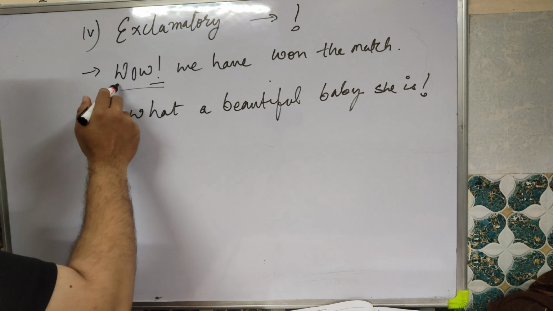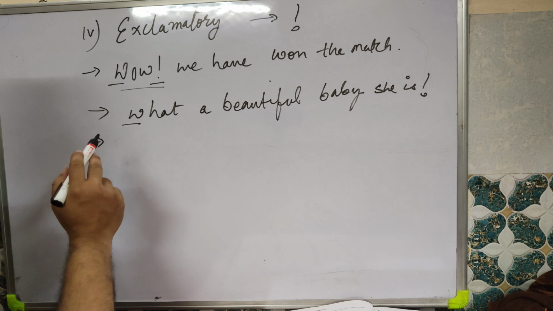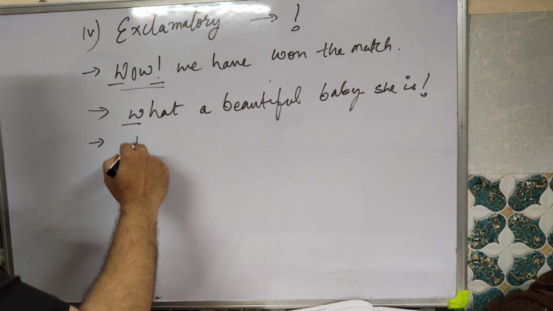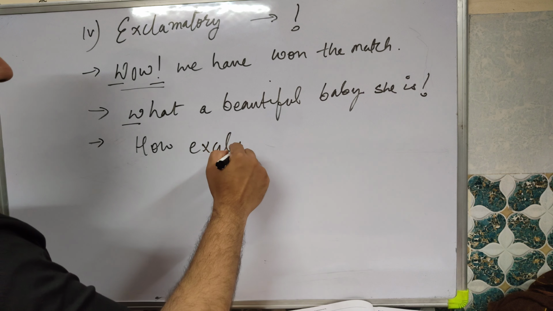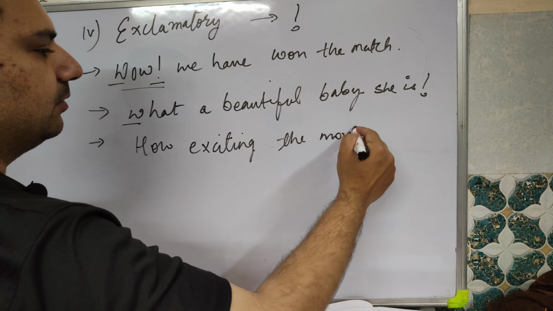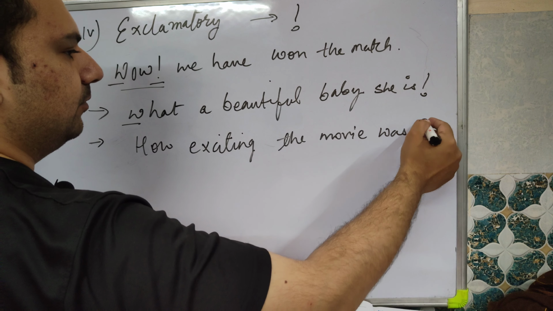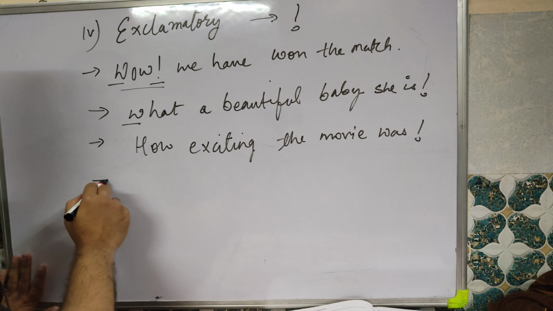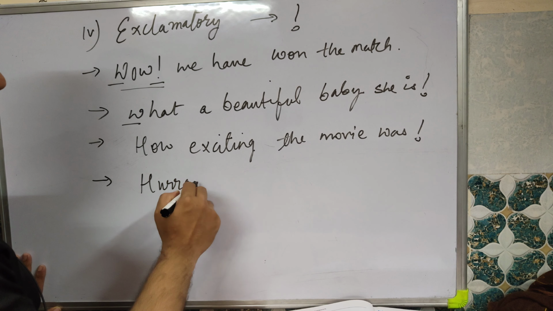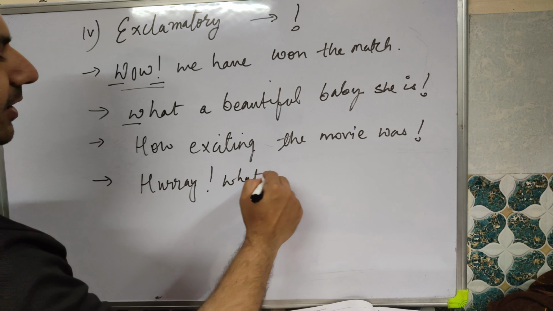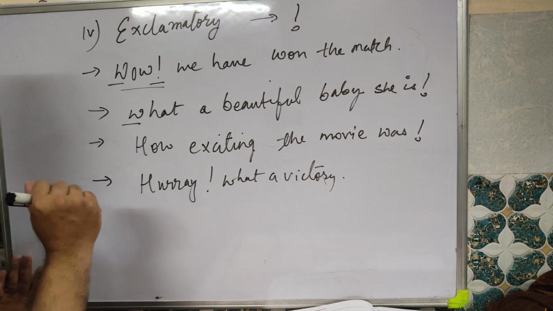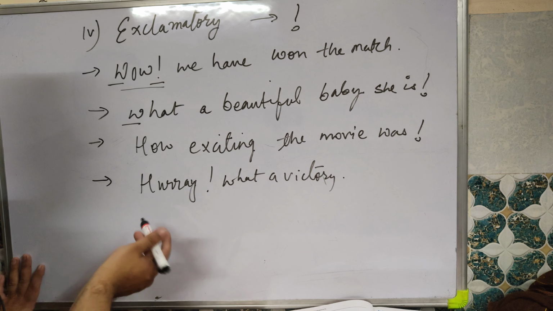Now let's see another example. Now just notice over here that I'm starting the sentence with a capital letter. All right, the sentences, they are starting with a capital letter. How exciting the movie was. And again it was ended with an exclamation mark. Now here I'm just describing the movie. Hooray, what a victory, and a full stop. So this is how you can show sudden, expressed emotions as well.